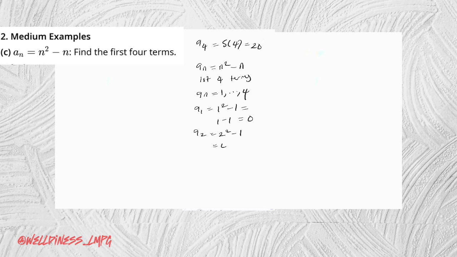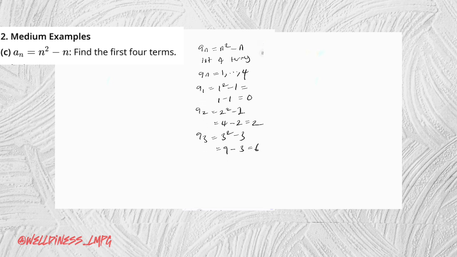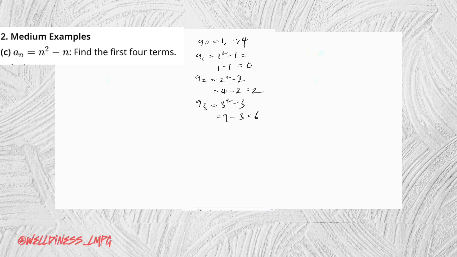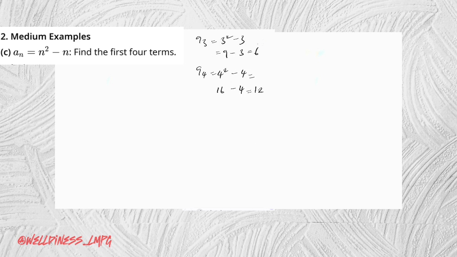Now when you slot in 2 into n squared minus n, you have 2 squared minus 2, which will give you 2 squared is 4, minus 2 will give you 2. Now for a3, you're going to have 3 squared minus 3 when you substitute 3 into n squared minus n, and 3 squared is 9. 9 minus 3 will give you 6. And as for a4, all you have to do is substitute 4 into n squared minus n, and you're going to have 4 squared minus 4, which will give you 4 squared is 16, and 16 minus 4 will give you 12. And with that, you have gotten your first four terms.